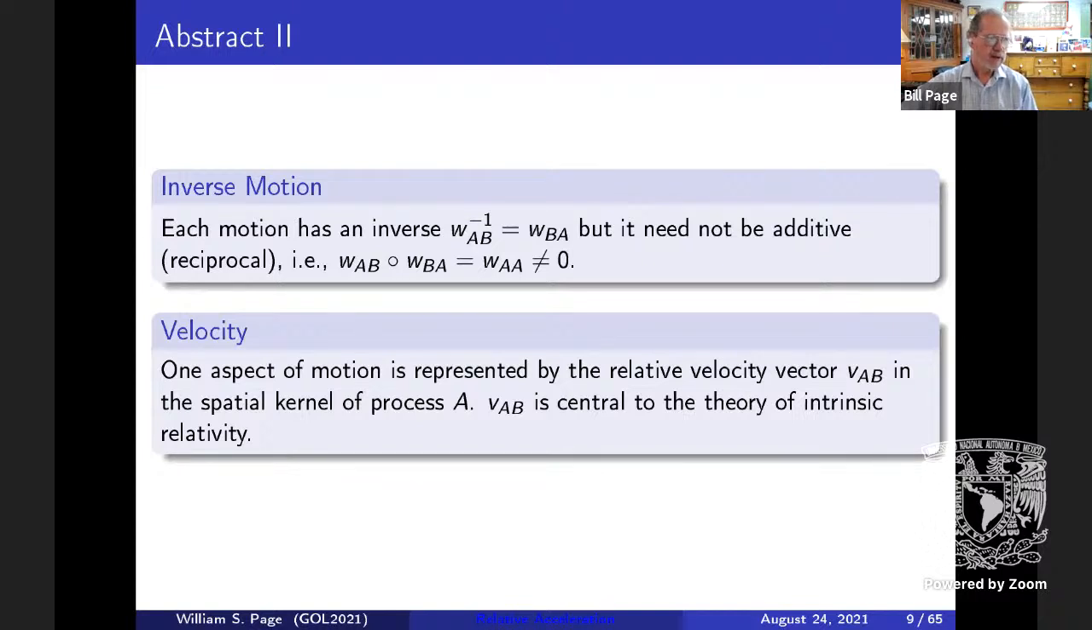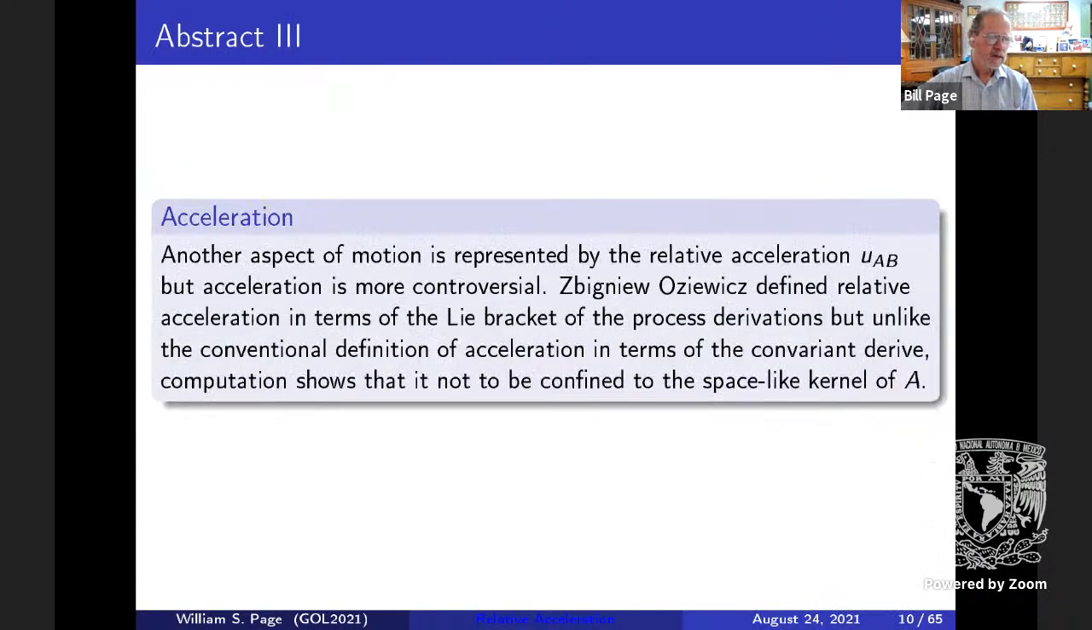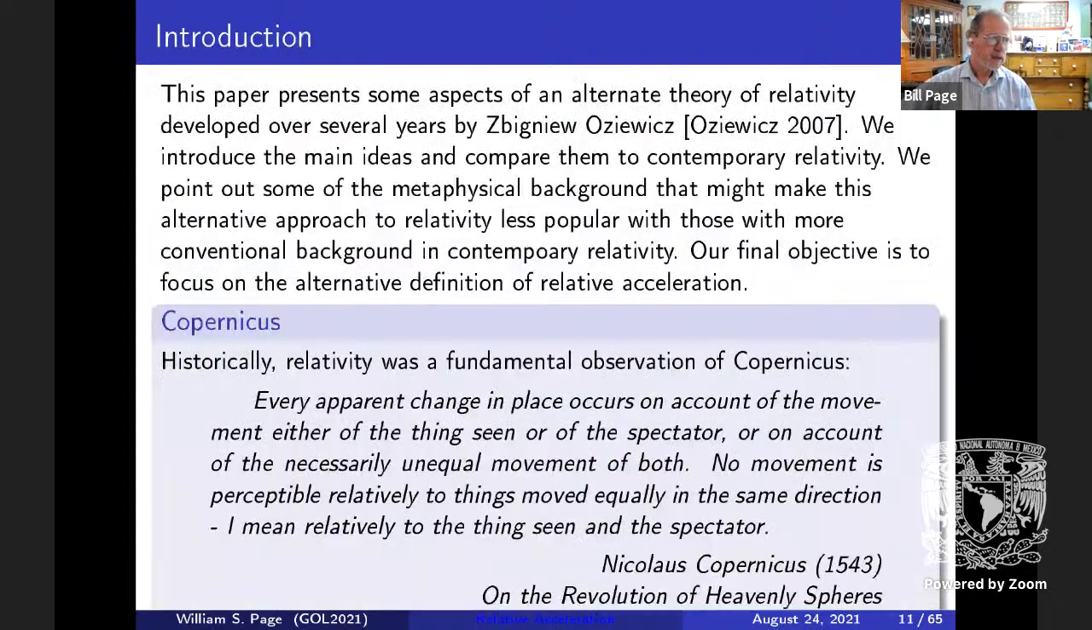What else shall we go? Right. So ultimately, Shevitz defines acceleration in terms of a Lie bracket, as opposed to the second derivative of a trajectory. We'll get to that.